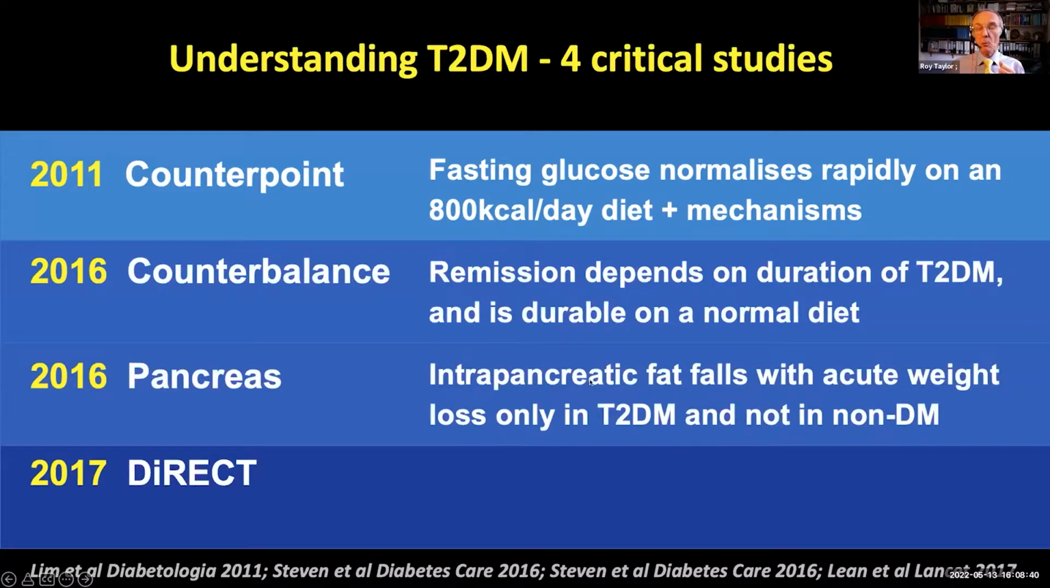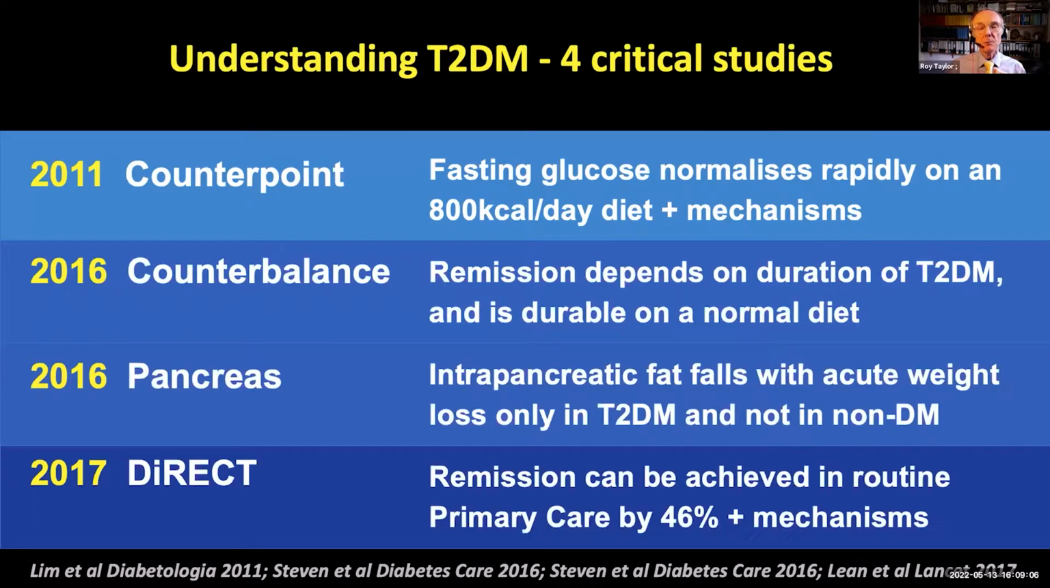Importantly, when we studied people with and without diabetes with equivalent weight loss, we showed that there was excess fat inside the pancreas related to diabetes, a rapidly labile component, and that this went away rapidly, and it only happened in diabetes. Non-diabetics losing weight in the early months showed no change in pancreas fat.